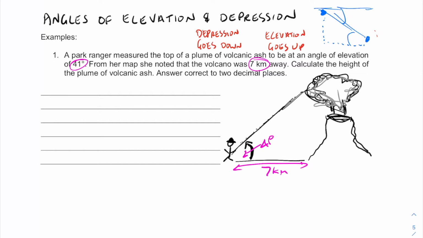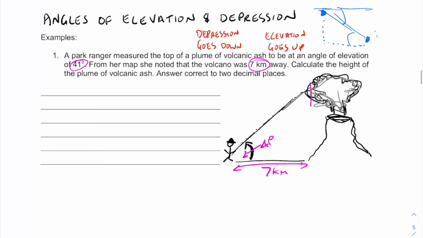Now we've got everything we need to discover the height of the plume, which is exactly what we're being asked. We want the height of the plume. That's this bit here, and I'm going to call that X. We're going to calculate this to 2 decimal places.